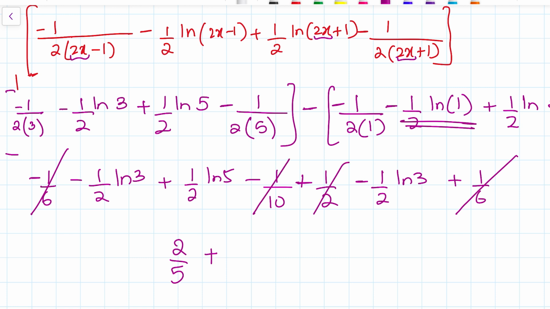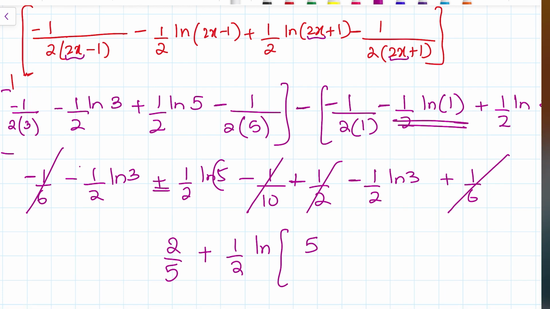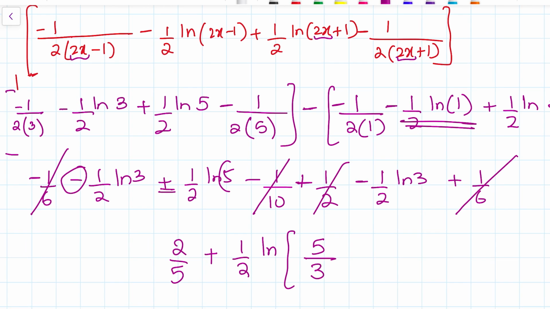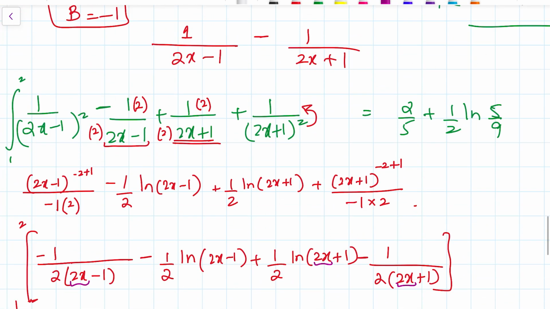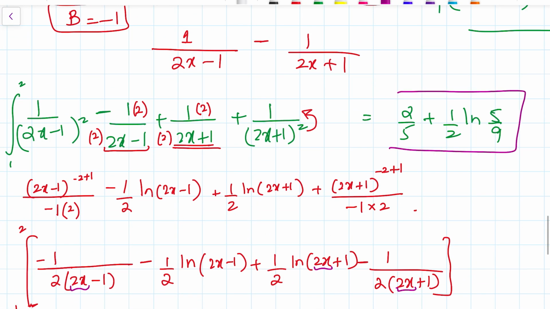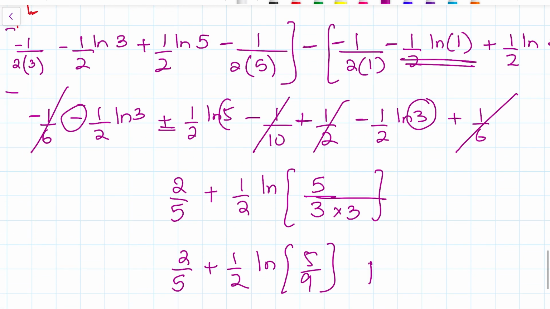Let's take ln common out. Let's take a half and ln because everything has a half. Now 5, there's a plus, so it goes in the numerator. Minus means goes in the denominator. And again, we have a minus. It means it also goes in the denominator. So this becomes 2 upon 5 plus half ln 5 upon 9. And this is exactly what they want us to show. So my answer is proven.